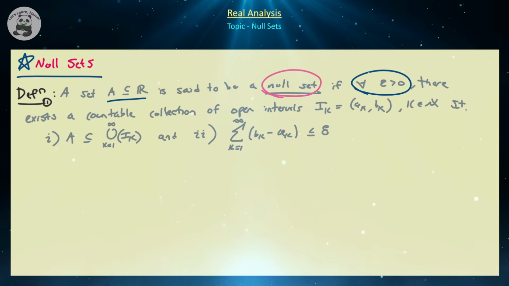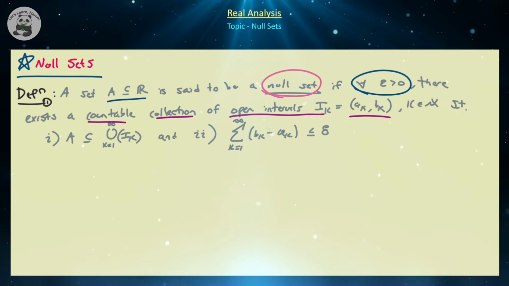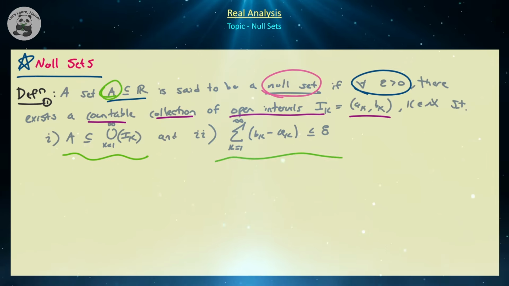A set A, a subset of the reals, is said to be a null set if for any epsilon greater than 0, there exists a countable collection of open intervals I_k. Those boundaries are a_k and b_k, and usually we would like these intervals to be non-empty. Some people include that specification here, but I'm not going to today. So, if k is an element of the natural numbers, then these intervals must satisfy a property for A to be a null set. First off, A must be a subset of the union of all of those open intervals, and the sum of the lengths of those intervals, which is b_k minus a_k, must be able to be made as small as desired. That's this epsilon greater than 0.